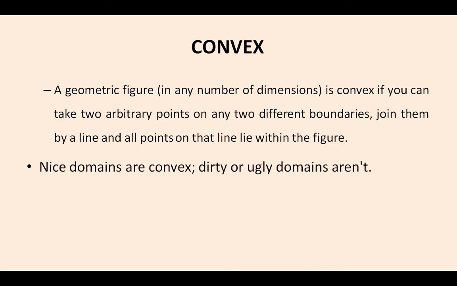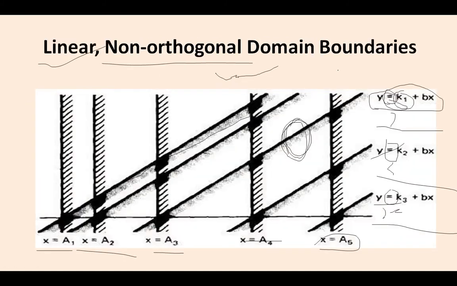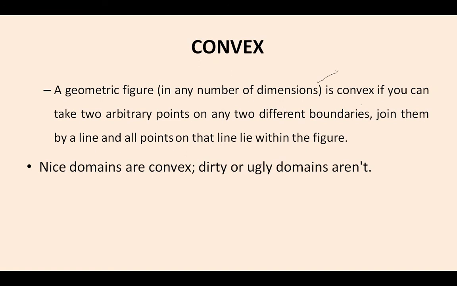Okay, so convexity is one of the properties. Whenever you join two points, they form a straight line. You join two different boundaries by a line, and all the points on the line lie within the figure. Whatever two different boundaries you join, all the points lie on that particular line only. So this is one point, this is one point, and both points lie on the same line. That is the meaning of convexity. This is one example of convexity, one of the properties of nice domains.